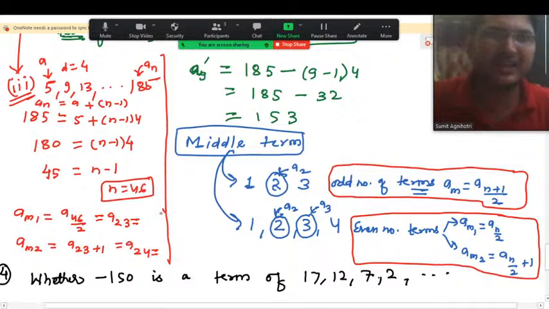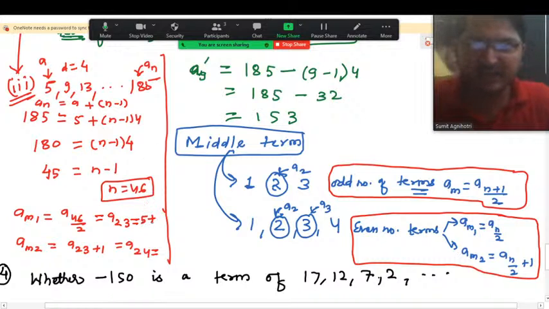You need to apply an equals a plus (n minus 1) times d, so a plus 22d. You are given a being 5. And you need to add it with 22d. That means 88. And if you add these two values, you will get how much? 93.